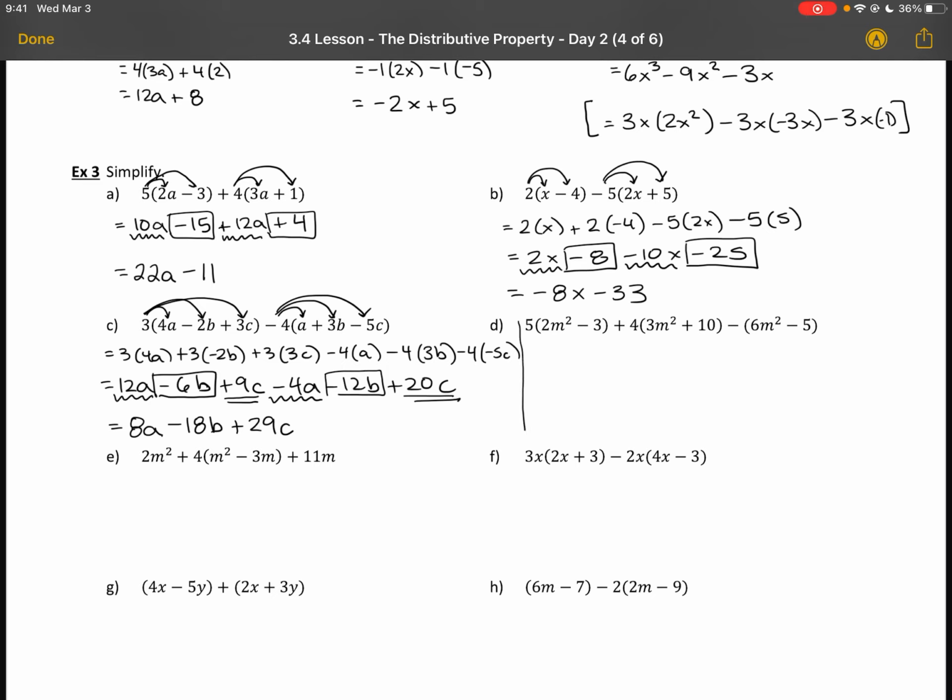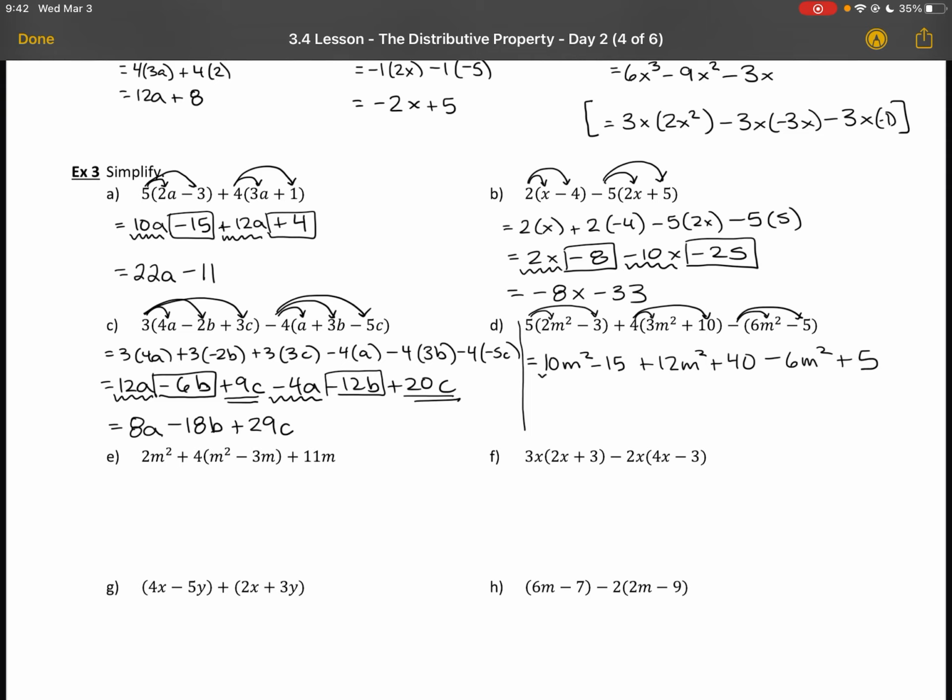Let's try example D. Now I've got three sets of brackets. My rules are still the same. Whatever is immediately outside of the bracket applies to everything inside the bracket. My first bracket, I would have 10m squared minus 15 plus 12m squared plus 40 minus 6m squared plus 5.